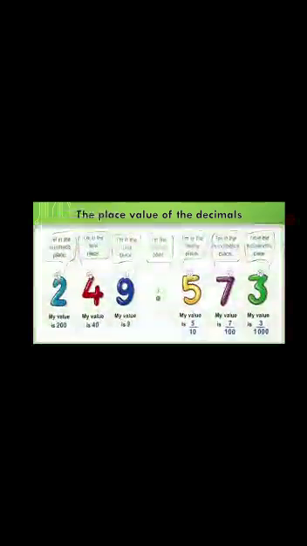The place value of decimals. The number 249.573. The place value of the number 2 is hundreds. The place value of the number 4 is tens. The place value of the number 9 is units.